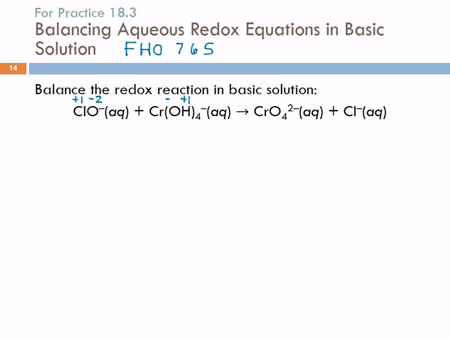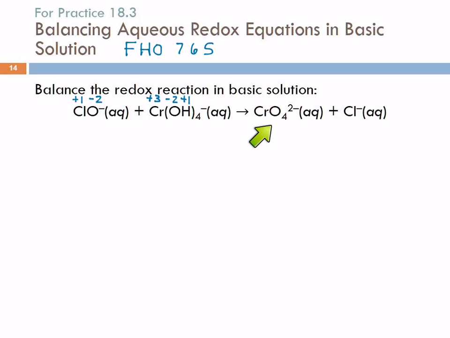Oxygen wants to be -2, and chromium takes up the slack. So this combination gives us -1, right? And there's 4 -1s, total of -4. The overall charge is -1, and so chromium needs to be +3. If that didn't make any sense to you, you can work it out in a way that does make sense to you.